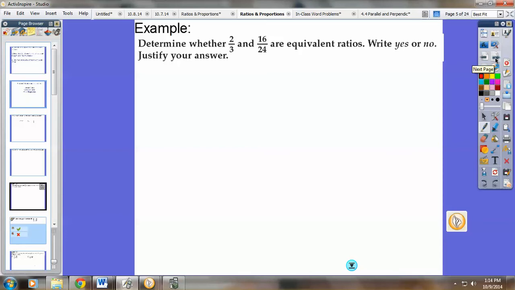Here's our first example. Again, this is not on your handout, so you might want to write this down. It says determine whether 2/3 and 16/24 are equivalent ratios. Write yes or no, justify your answer. Right, so what we want to know is, is 2/3 equivalent to 16/24? Equivalent means they're the same, they're equal.